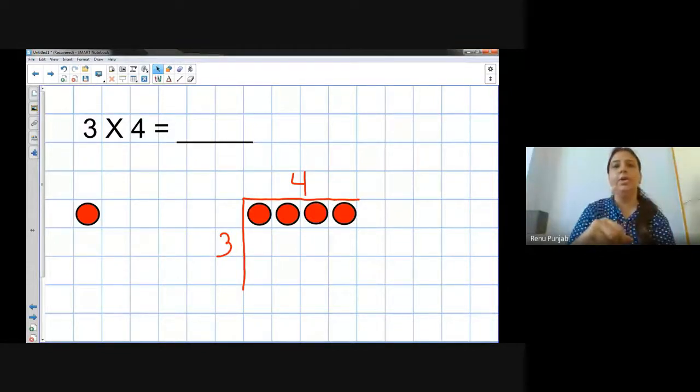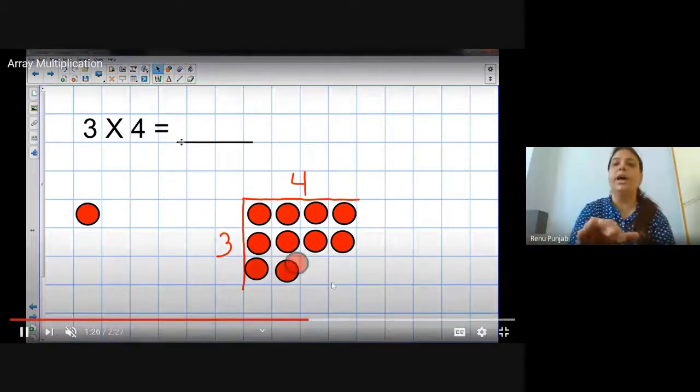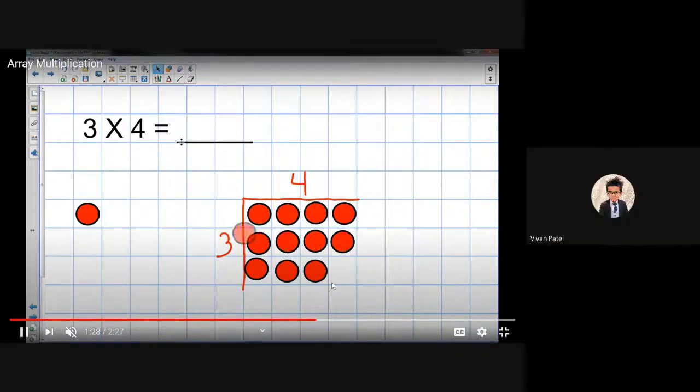Three rows and 4 columns gives you 12. And what are the other possible ways of doing the same arrangement, meaning getting the total 12? How many different ways can you arrange it? You have to do it in your graph notebook this way. You have to draw like this.